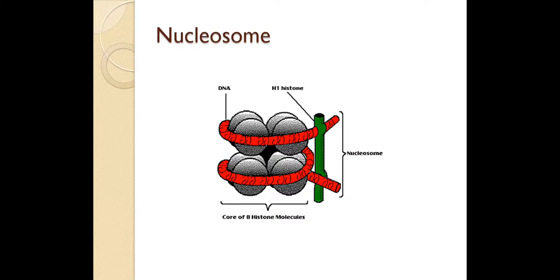Now look at the red thread-like structure here. This is the DNA molecule. It is wrapped around the histone protein. There are 2 turns of the DNA molecule, and as a result a structure is formed which is called the nucleosome. And then the DNA is sealed over here with another type of histone molecule which is called H1 histone, which you can see in the green colored area here.